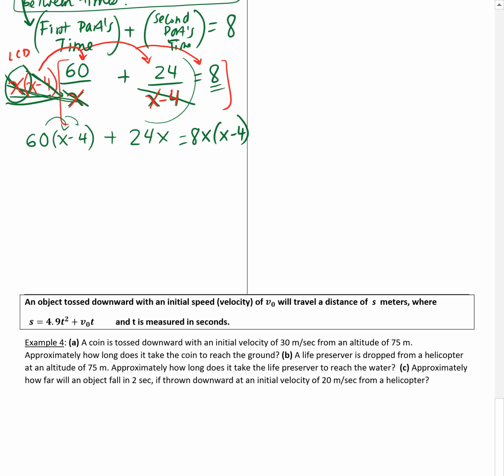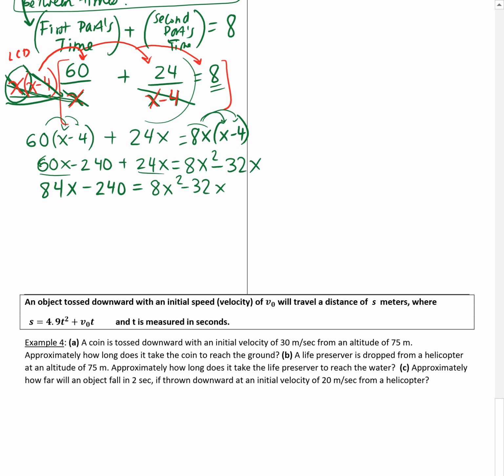So I'll try to distribute this 60. That'll be 60x minus 240 plus, we have this 24x here. And if I distribute this 8x in, 8x times x is 8x squared. 8x times negative 4 is negative 32x. Alright, and over on the left I have a couple like terms. 60x and 24x makes 84x, and then minus the 240 that was already there equals 8x squared minus 32x. There we go. Looking good.